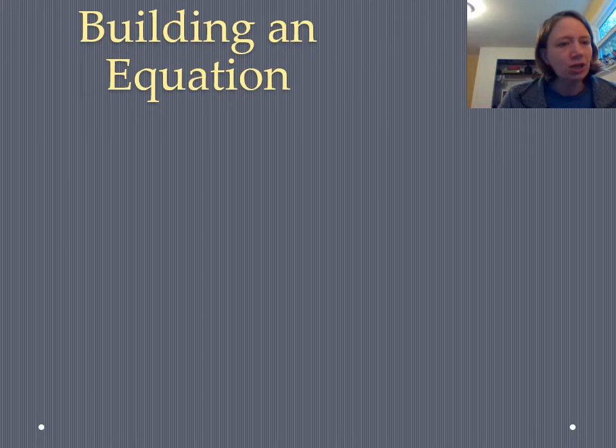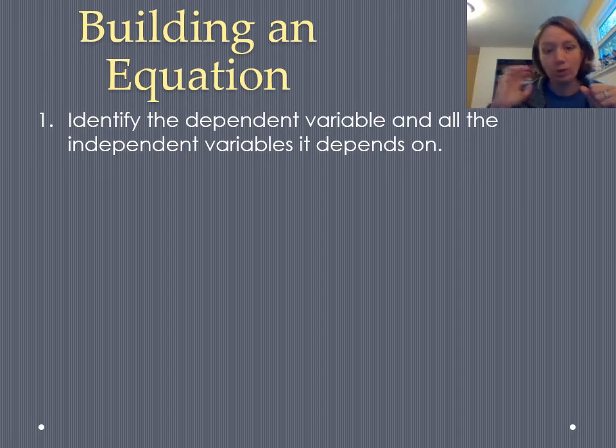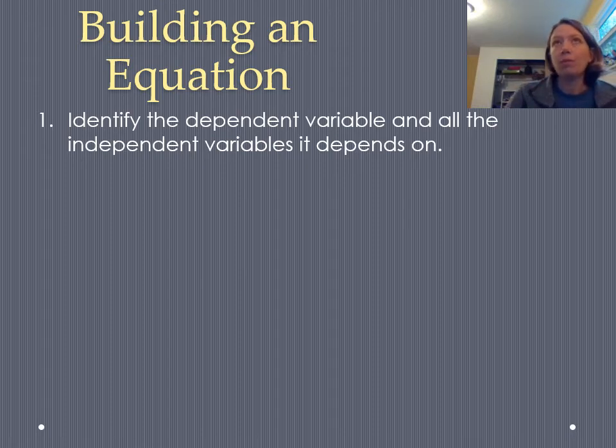All right, so what does building an equation look like? What is this process? Well, the first step in the process is to identify the dependent variable and all of the independent variables it depends on. So if you think back to the experiment you did first quarter, you had something you were measuring and something you were changing, right? The independent variables are the ones you were changing, and the dependent variable was the thing you were measuring.